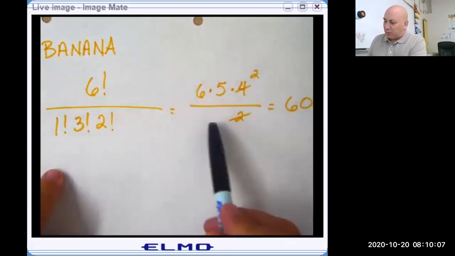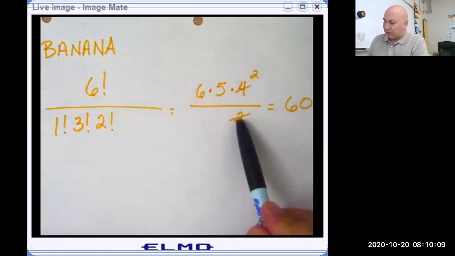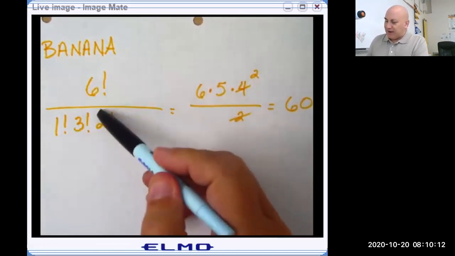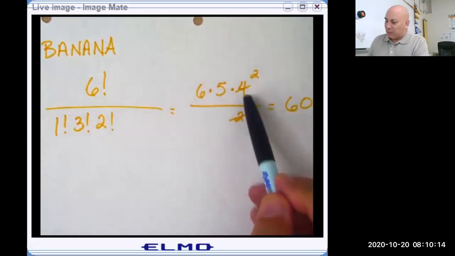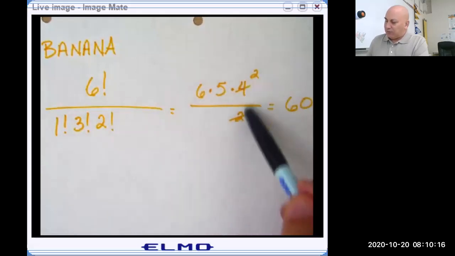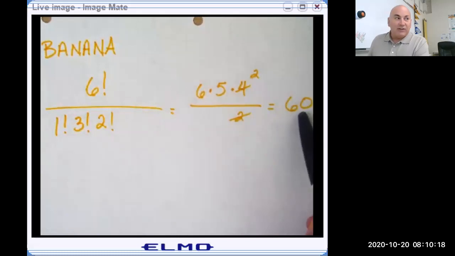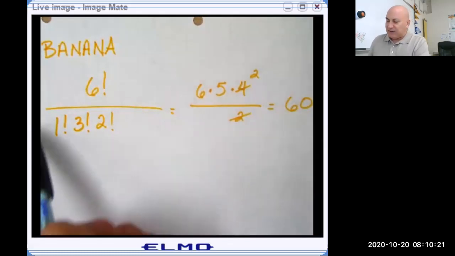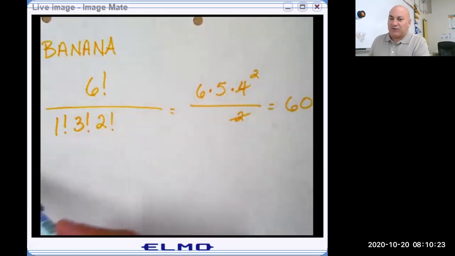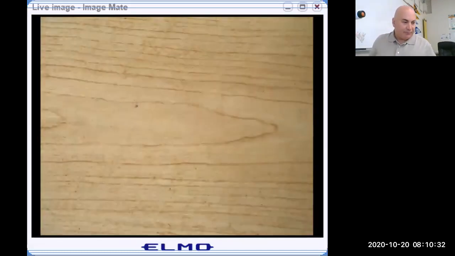1 factorial is 1, 2 factorial is 2. So this could simplify very quickly to 6 times 5 times 4 over 2. 2 goes into 4 2 times. The answer is 60. There are 60 different ways we could rearrange the letters of the word banana, and they would all be distinguishable. So that's permutations, where order matters. We're putting things in order.